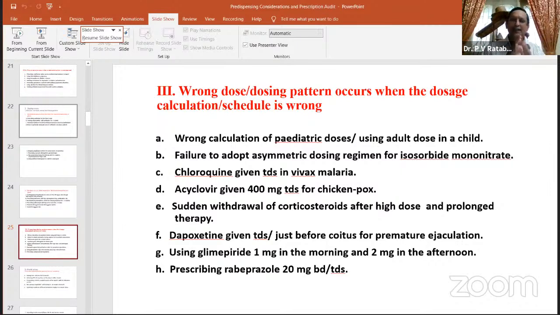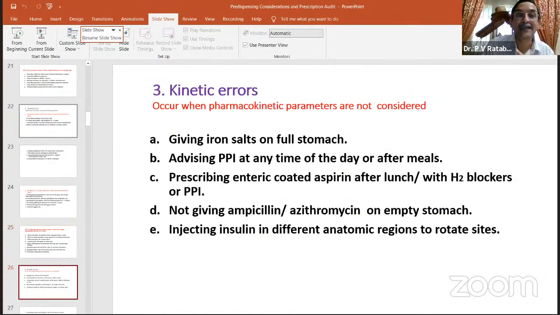Rabeprazole, or for that matter any proton pump inhibitor, omeprazole, rabeprazole, esomeprazole, lansoprazole, all these have to be given 1 hour before breakfast. Because they are proton pump inhibitors, they act by blocking or inhibiting the proton pump, which is active on an empty stomach. So there is no point in prescribing rabeprazole BD or TDS. There is no proton pump available in the afternoon or evening. So these are the points you have to keep in mind.